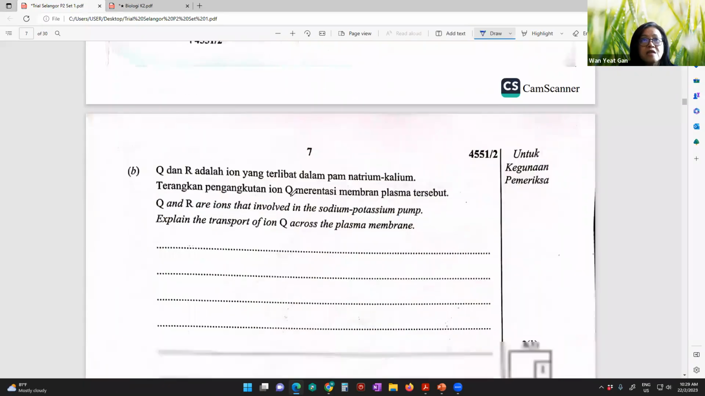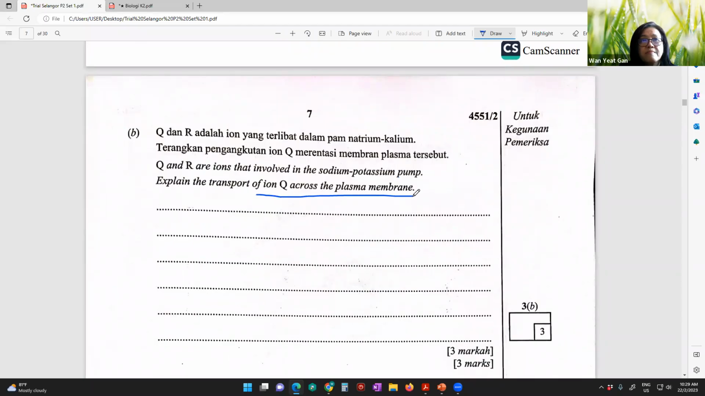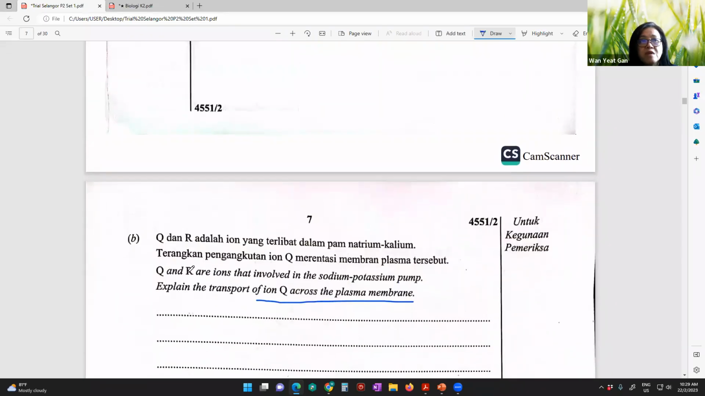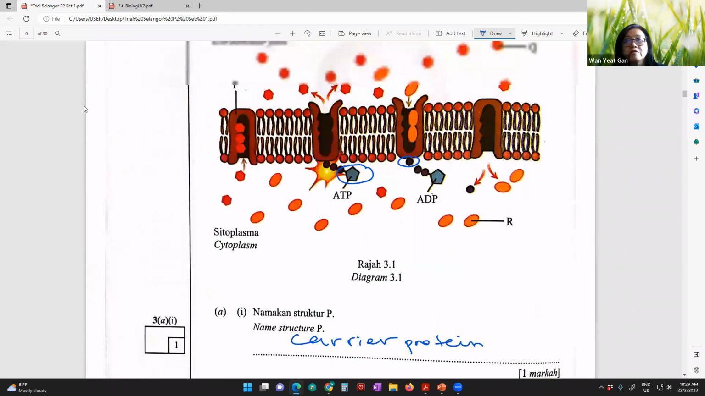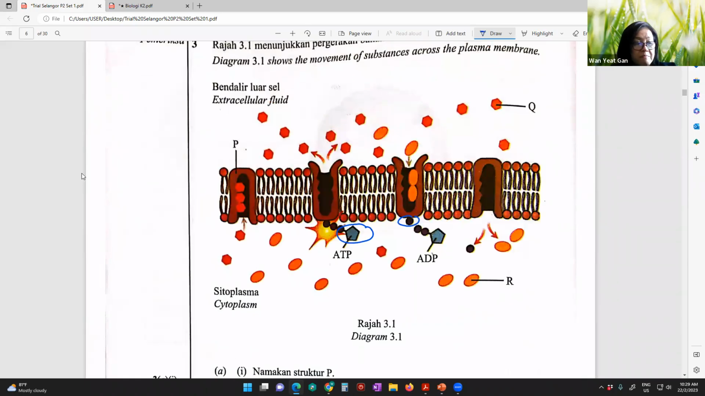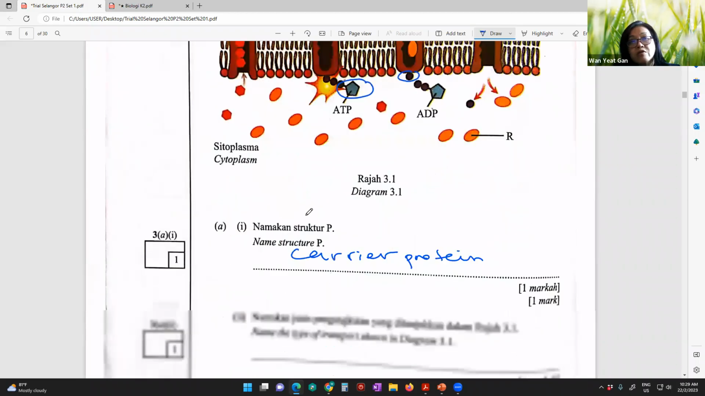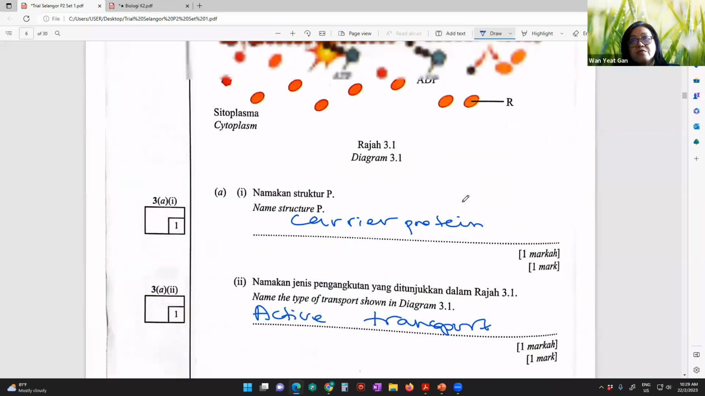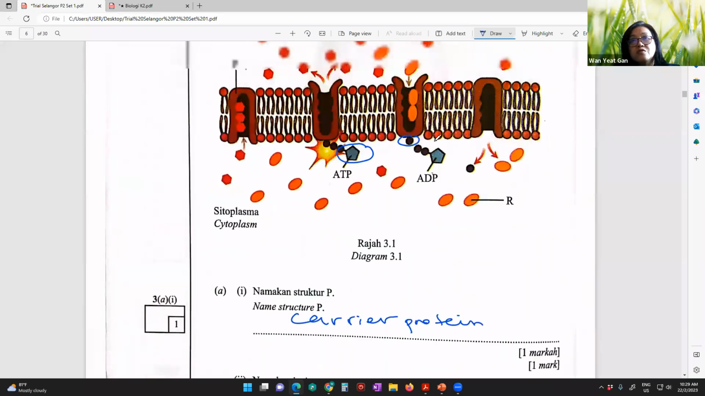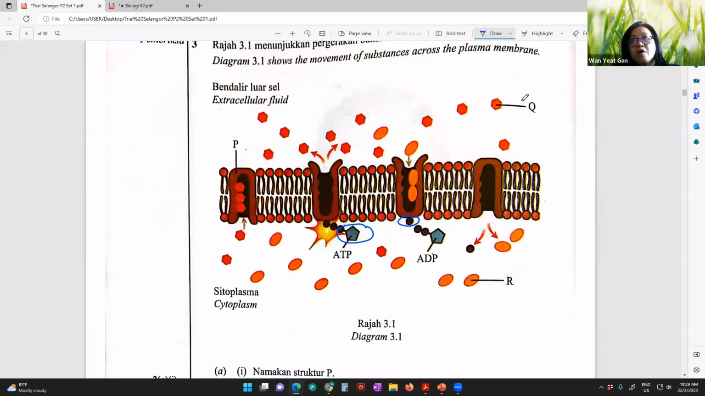Now, explain the transport of ion Q across the plasma membrane. They already mentioned that Q and R are ions that are involved in the sodium-potassium pump. So here, they want you to discuss ion Q across the plasma membrane. You see that Q is denoted by a hexagon shape, while R is an oblong shape.